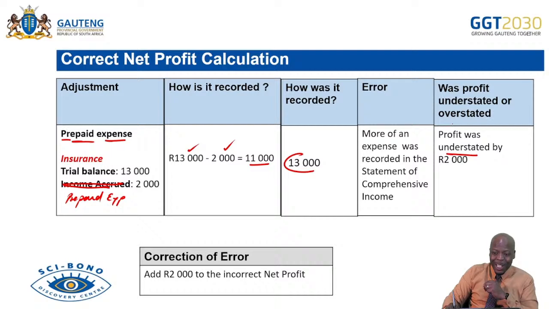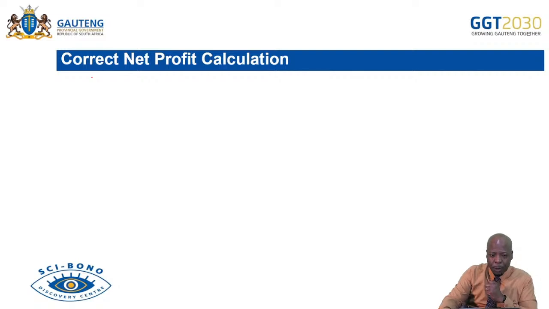If profits were reduced, how do we correct it? Then we go and we add the 2,000 to the incorrect net profit. That is how we would correct this part. This becomes number 3. Okay, let's go now to the fourth one.